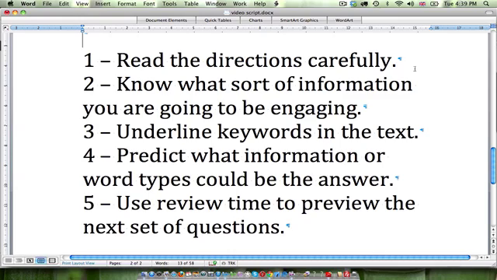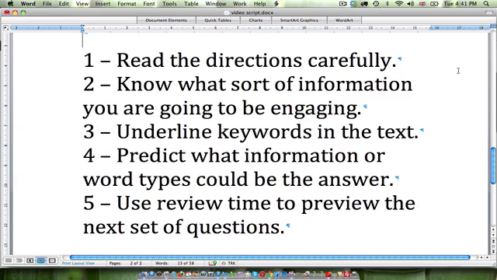Number three, underline keywords in the text. This is very important. Number four, predict what sort of information or word types could be the answer. So sometimes if you're asked to fill in a blank and you see an article before that blank, like the, you know that this is going to be a noun. Or sometimes you can tell from the blank that it's going to be a number, and you should mentally note that at that section you will be listening for a number. Okay, number five, if possible, use the review time at the end of each listening section to preview the next section's questions. And this is a strategy that stronger students will use.